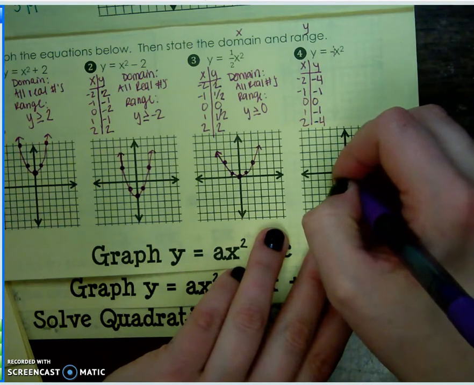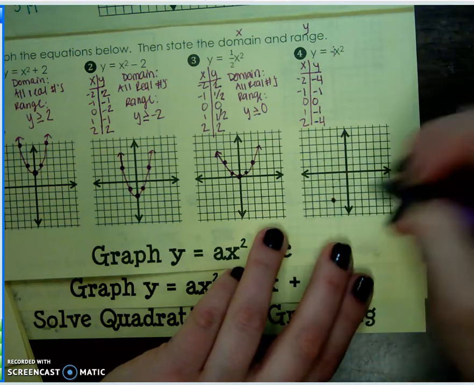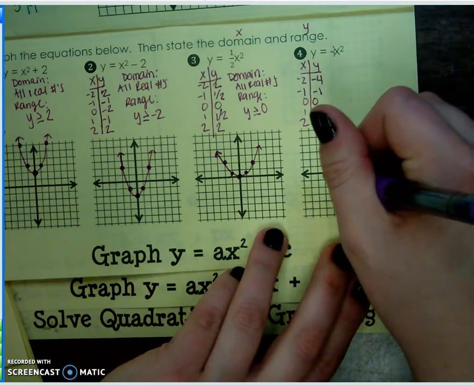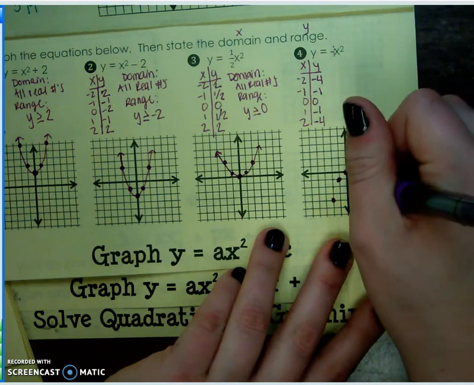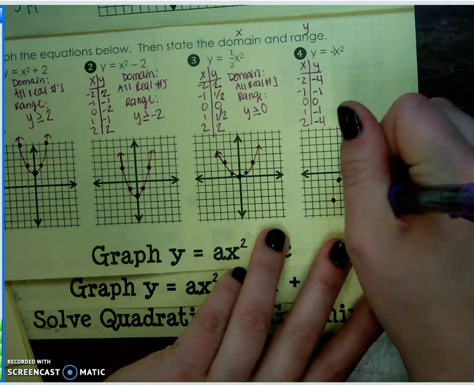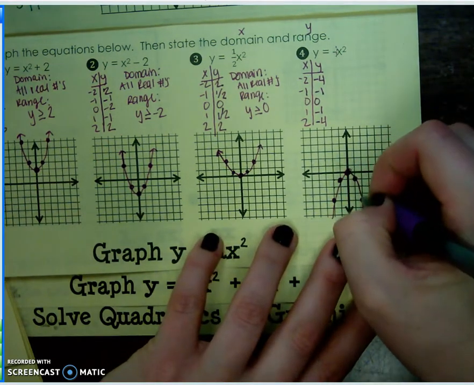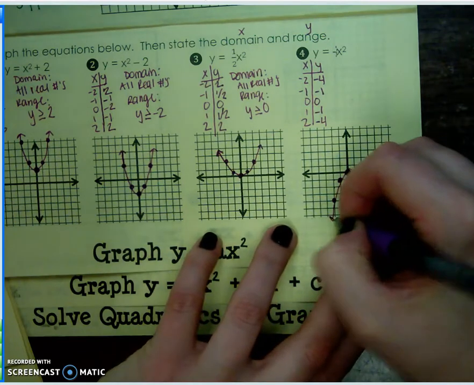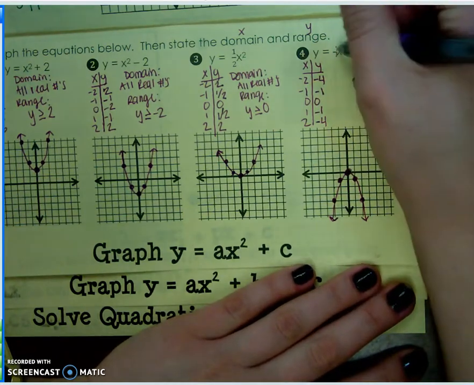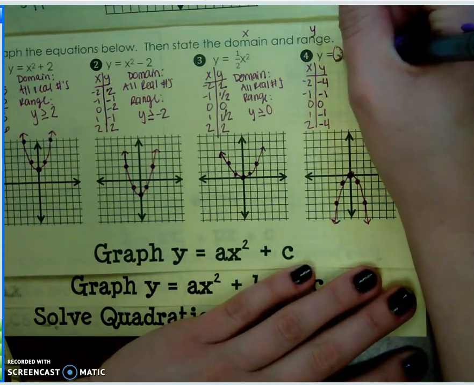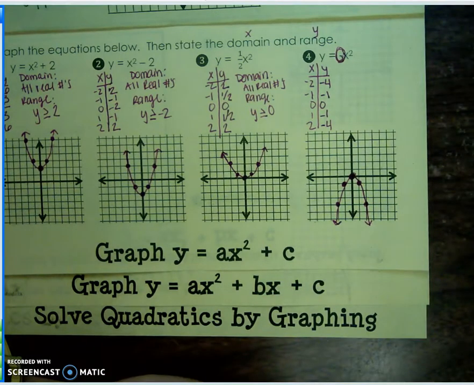Graph your points. Negative 2, negative 4. All right, so notice that now my parabola is upside down, and that is because of that negative in front of that equation, in front of that function.